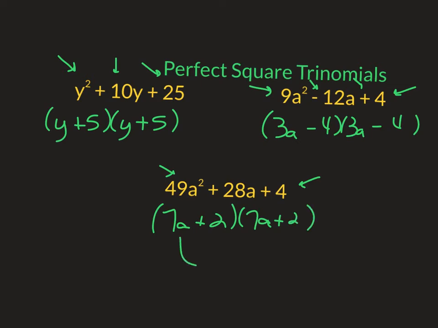And again, if you check outer, that's 14a. If you check inner, that's 14a. 14a and 14a, 28a. Works perfectly. So two types so far, difference of squares, perfect square trinomials. Got one more type here.